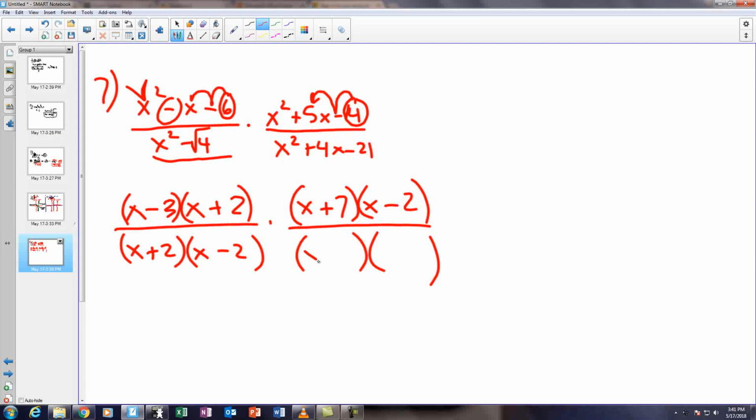And then last but not least, x and x, factors of 21 that subtract to 4, that's going to be 7 and 3. Because the 21's negative, signs are different. To get a positive 4, I'll need a plus 7 and a minus 3. Start looking for top to bottom cancellations: an x minus 3 and an x minus 3, x plus 2, x plus 2, x plus 7, x plus 7, x minus 2, x minus 2.